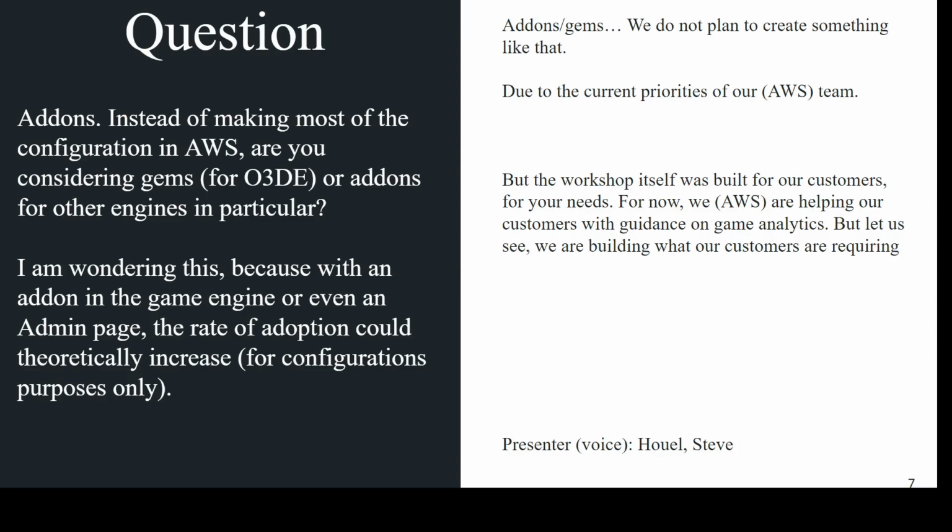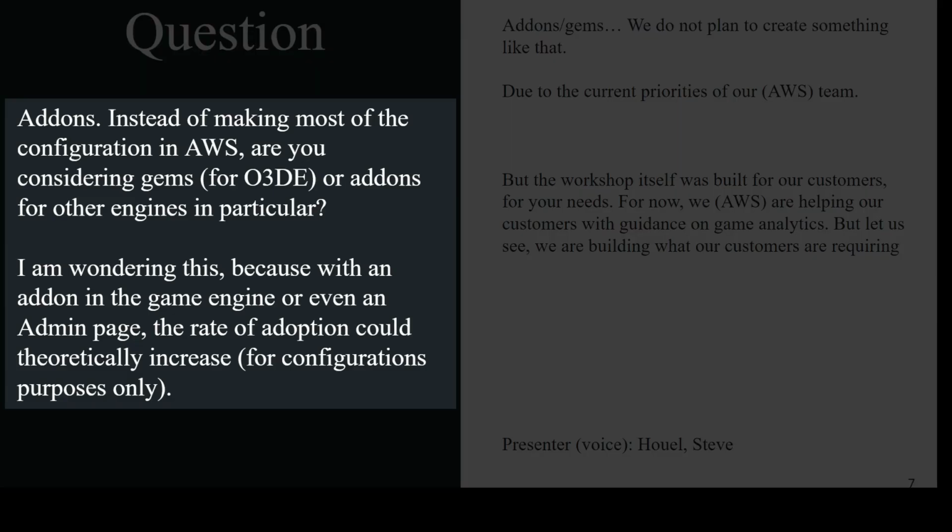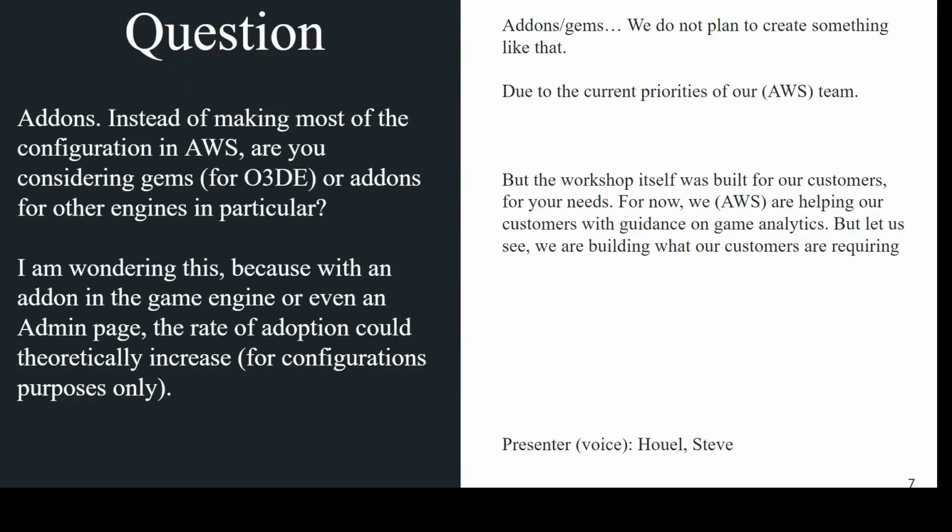I also asked a question about add-ons and gems, more specifically gems for O3DE, since it is my main interest. So the question was phrased as: instead of making most of the configuration in AWS, are you considering gems for Open 3D Engine or add-ons for other engines in particular? This is because I'm wondering if an add-on in the game engine, or even an admin page, could theoretically increase the rate of adoption simply because you are reducing the amount of configuration that needs to be implemented. And this was their answer.